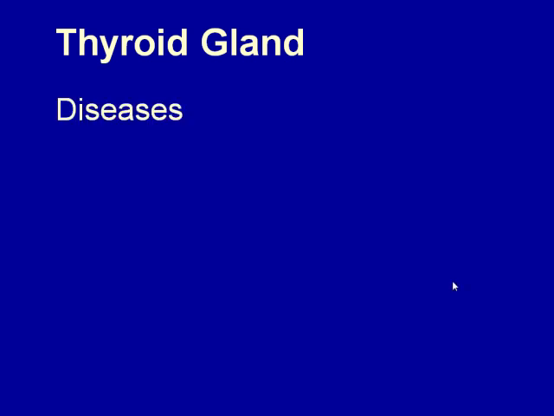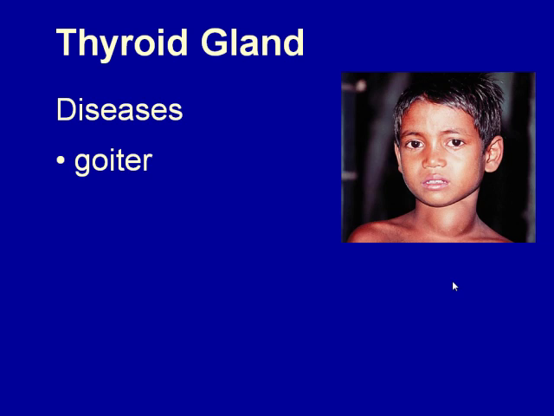Now, some of the diseases of the thyroid gland include goiter. Goiter is typically seen where there is an iodine deficiency. Without iodine, you can't produce T3 and T4. So your hypothalamus and your pituitary gland keep sending those hormones that tell the thyroid gland to secrete or grow. Thyroid stimulating hormone also causes the thyroid gland to grow. And if it can't secrete, then it starts to grow. And you see this tumor-like growth here on the neck.